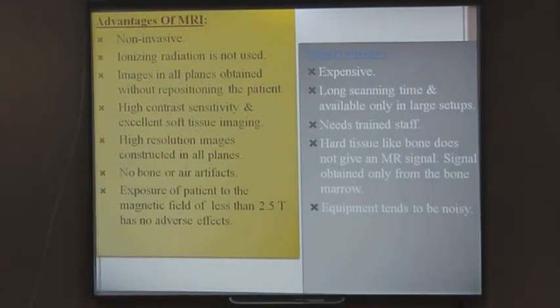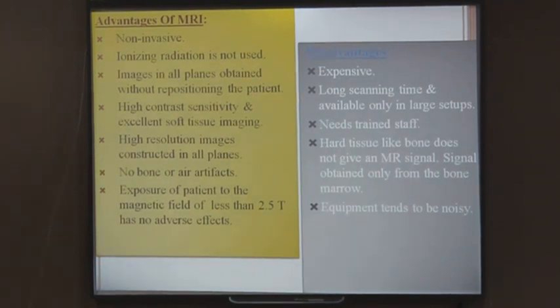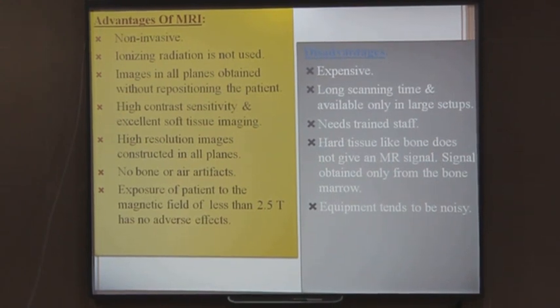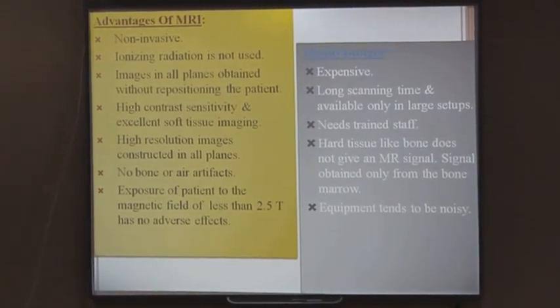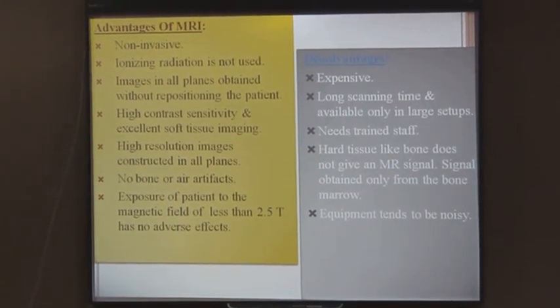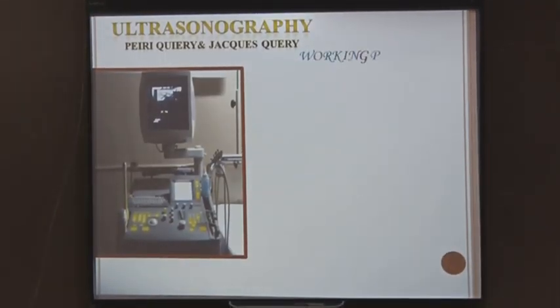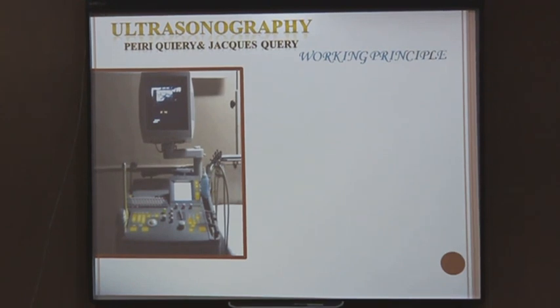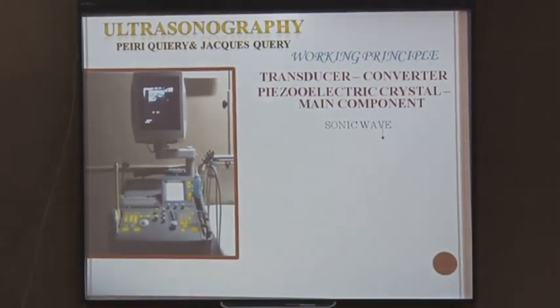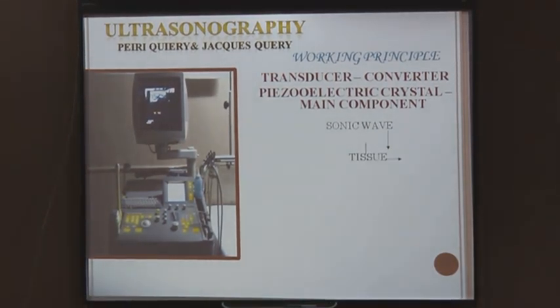Advantages and disadvantages. The question is only like this. Following are advantages except, following are disadvantages except. Nothing great in this. Ultrasound, okay, invented by Marie Curie and Jacques Curie. Just the names.